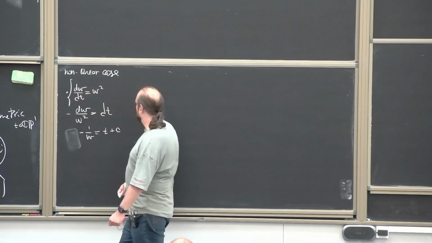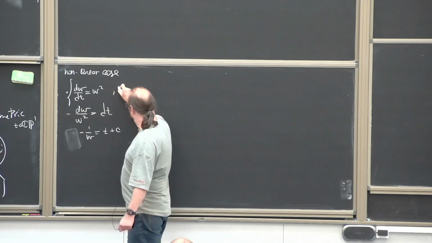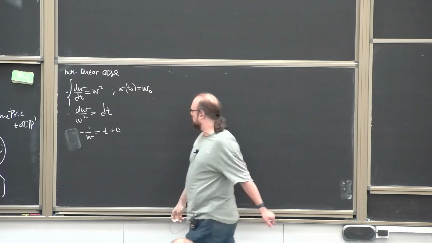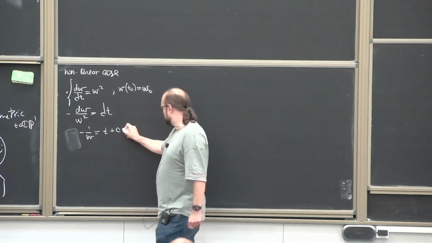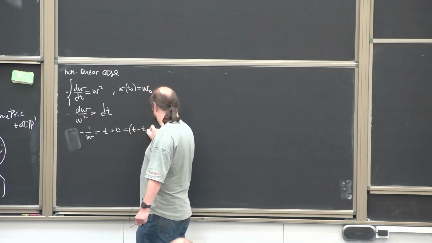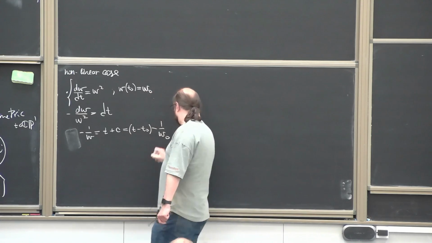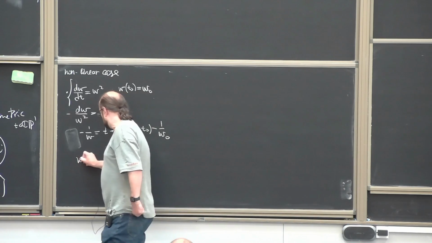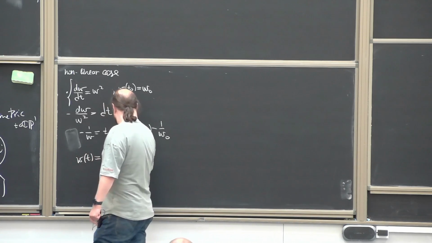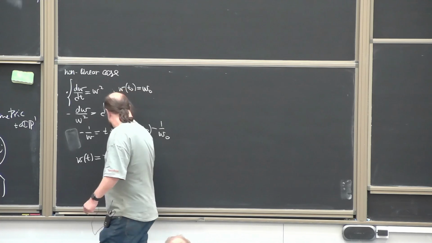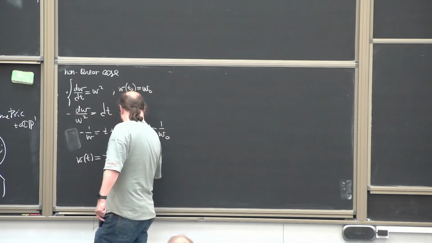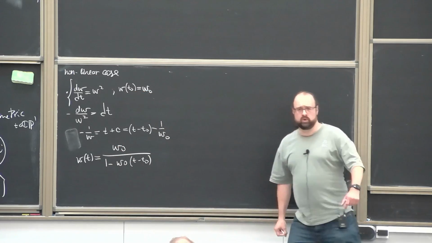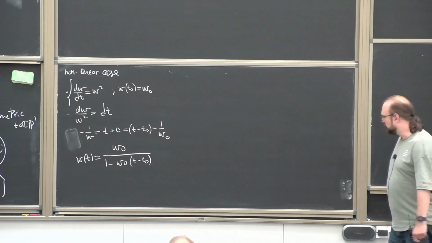So let me add to my equation an initial value problem that w at t naught is w naught. Then it's easy to evaluate this. This can be written as t minus t naught equals minus 1 over w naught. And then you can solve for w of t. This would be something like w naught over 1 minus w naught times (t minus t naught), or something like this. Okay? Up to small typos.